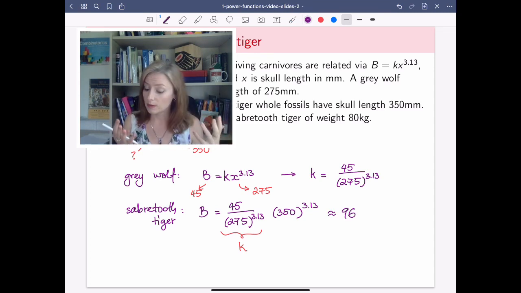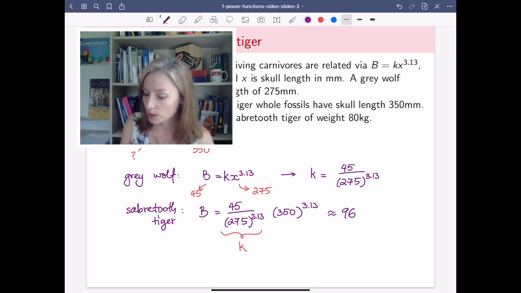As this is a word problem with units, your answer should also contain units. So let's take a look here. When given the skull length in millimeters, the body mass will come out to be in kilograms. So this will be in kilograms.